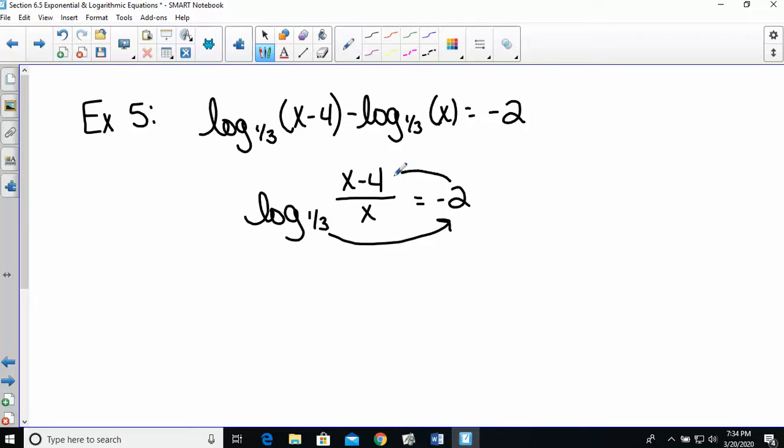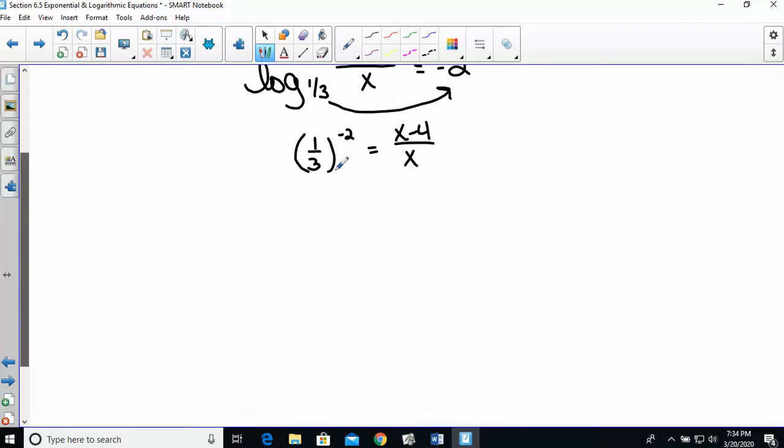Then we can use our definition. So we have 1/3 to the negative 2 equals x minus 4 over x. 1/3 to the negative 2. Negative would flip it and make it a 3. 3 squared is 9. So if you multiply over your x, subtract x, divide by 8, we get negative 1/2.